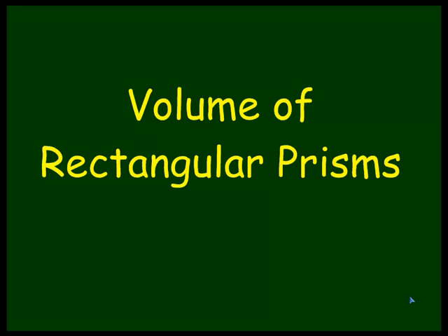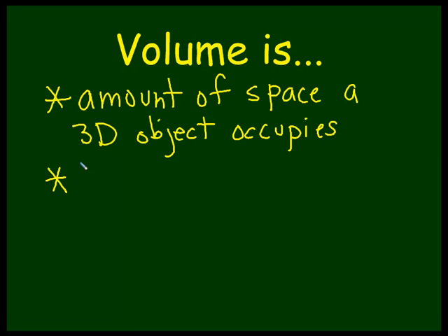In this video, we're going to be talking about the different ways that you can find the volume of rectangular prisms. I want you to write down volume is, and we're going to talk about two things that are characteristics of volume. Volume, by definition, is the amount of space a 3D object occupies. You can also think of volume of a box as the amount of cubes that will completely fill the box.